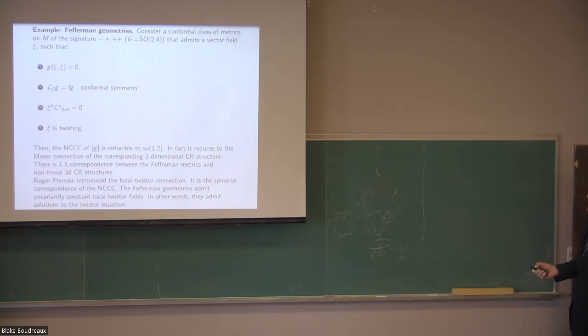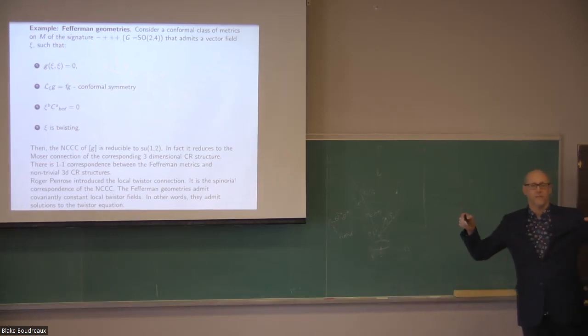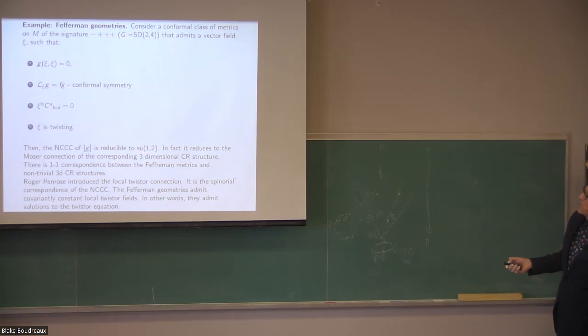Let me tell you first, this is some historical example. Whenever we deal with connections, we can always ask about reducibility, about cases when the connection is reducible to some subgroup. In this case, there is a possibility that this connection is reducible to the algebra SU(1,2). It turns out, this is a sort of theorem, that it happens if a metric tensor g admits a vector field that is null, that is a conformal symmetry, that is annihilated by the Weyl tensor, and that is twisting. Then the normal conformal Cartan connection is reducible to the group SU(1,2).